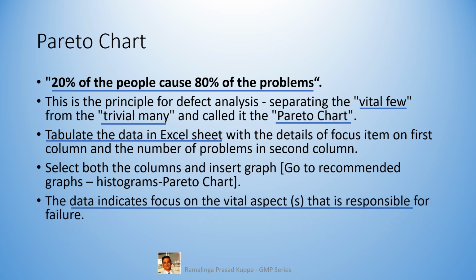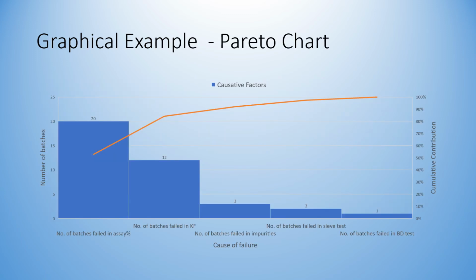The data indicates focus on the vital aspects that are responsible for failure. So the final result would indicate what aspect contributes a major part in the process, which is responsible for so many failures. See the graphical example of Pareto chart.